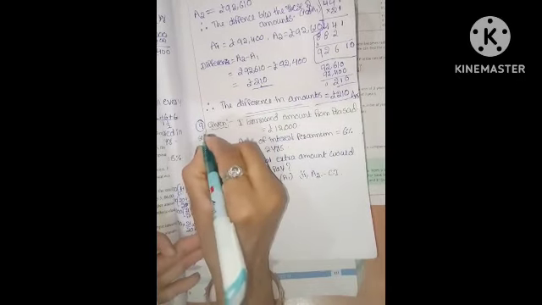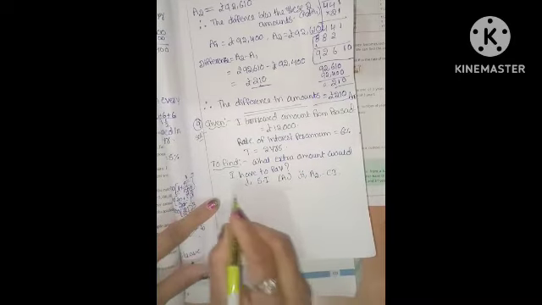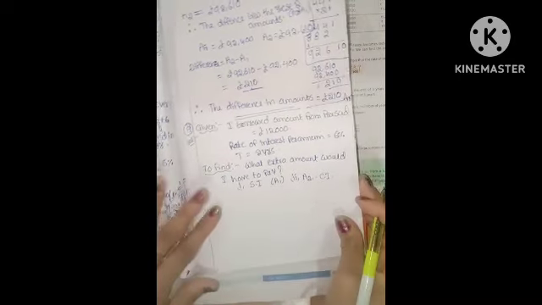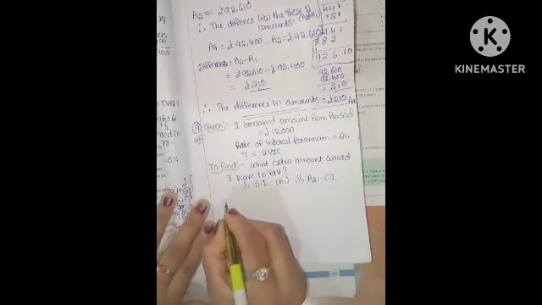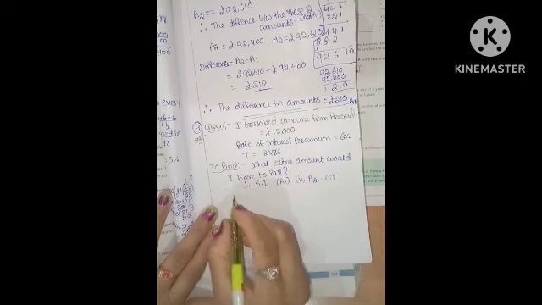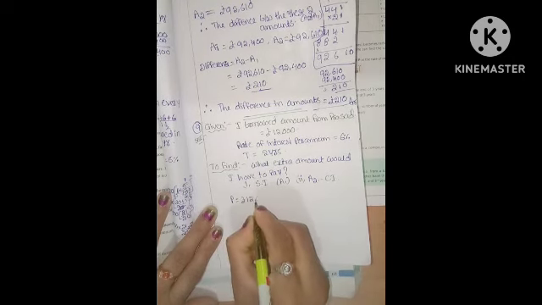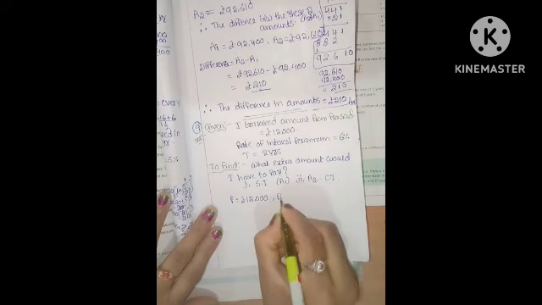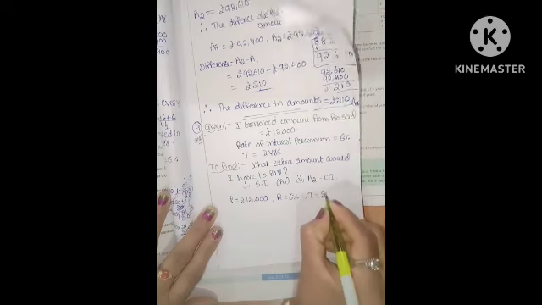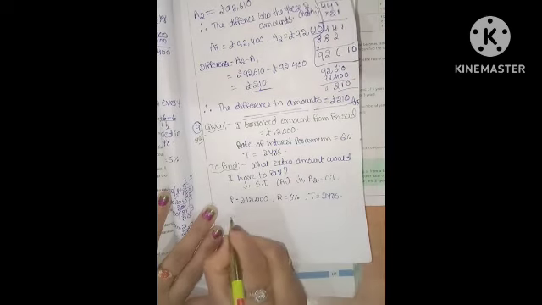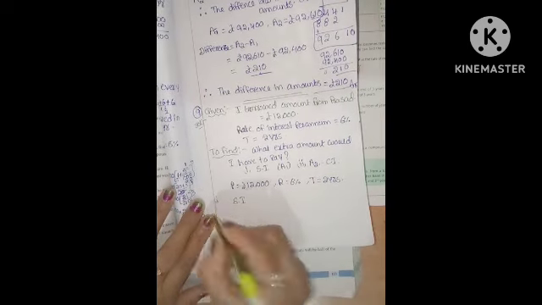Write the solution step by step, very easily. First calculate the simple interest. What is given? P equals rupees 12,000, the rate of interest is 6% per annum, and the time period is 2 years. So first calculate the simple interest.